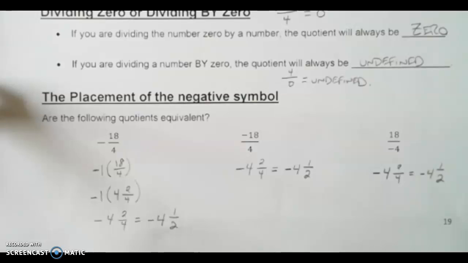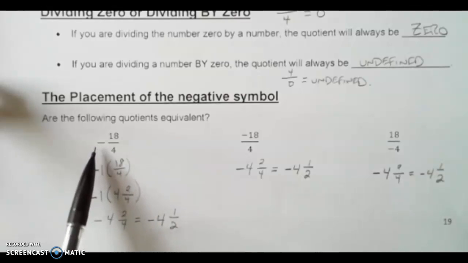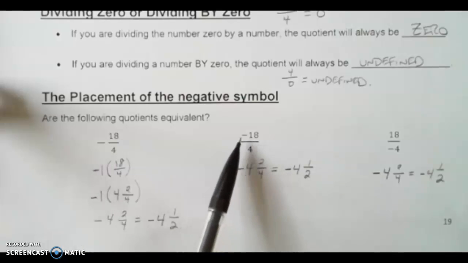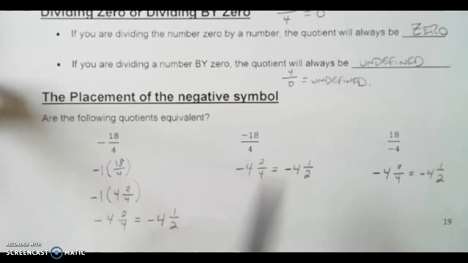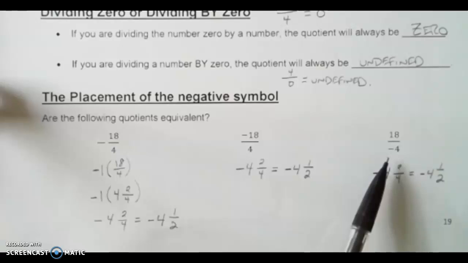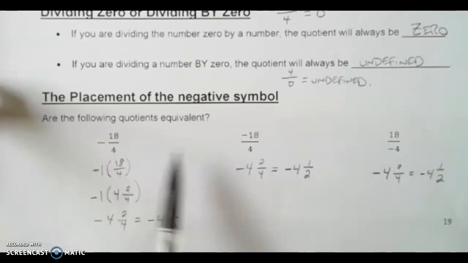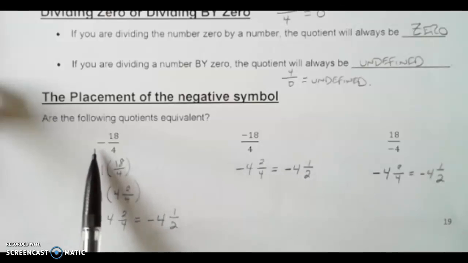Okay, so notice all three of these give the same result. They were all equal to negative 4.5. So when you're doing the negative symbol, it doesn't matter where you put it. You can either put it out in front of the fraction like this, or you can put it in the numerator like this, or you can put it in the denominator like this. The important thing to remember is that there's only one negative symbol. It can go out front, in the numerator, or in the denominator.